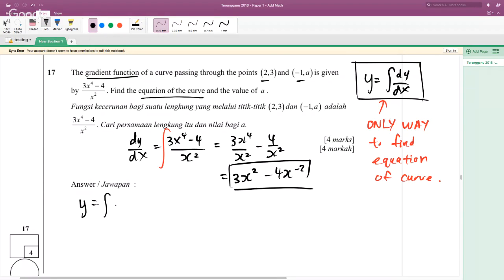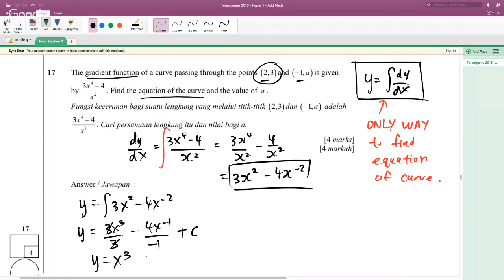Then I will just substitute it into here, 3x squared minus 4x power of negative 2. Then I will start to do integration: 3x power of 3 divided by 3, and then minus 4x power of negative 1 over negative 1, plus c. All right, in order to get c, I will need to have my x and y value. So I will substitute into this equation to find c. So I simplify first. So this one is basically y equals x cubed plus 4 over x plus c.